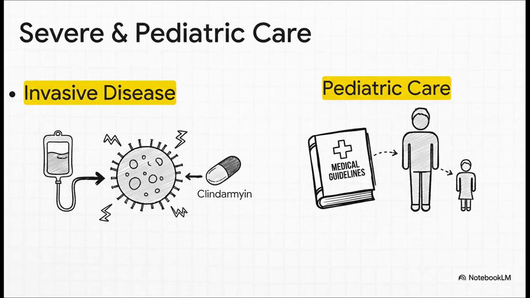Now, for the really scary stuff like necrotizing fasciitis, you have to hit it hard. That means high-dose IV penicillin plus clindamycin. The reason for that combo is critical. The clindamycin is there to shut down the bacteria's toxin factories, which is absolutely vital for saving life and limb. For kids, it's pretty straightforward. We just borrow the well-established protocols for Streptococcus pyogenes and adjust for weight.